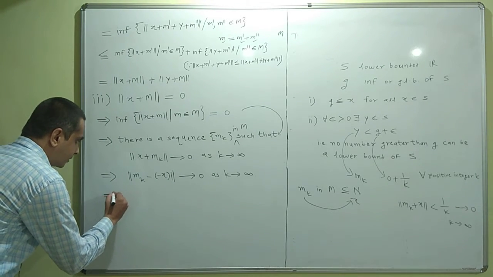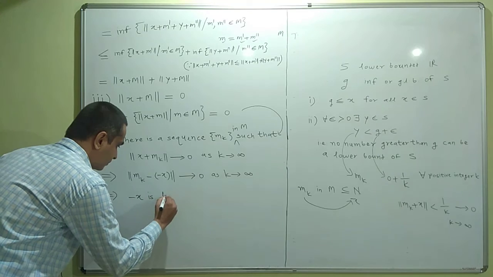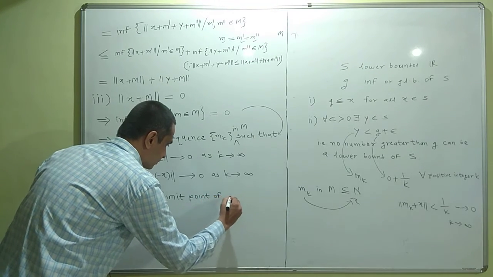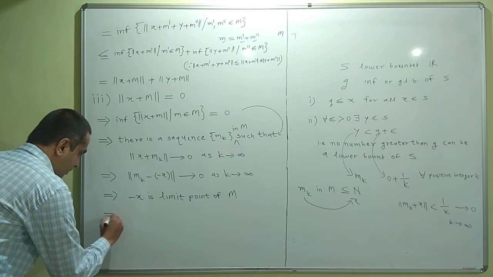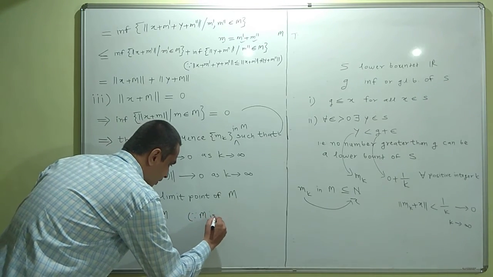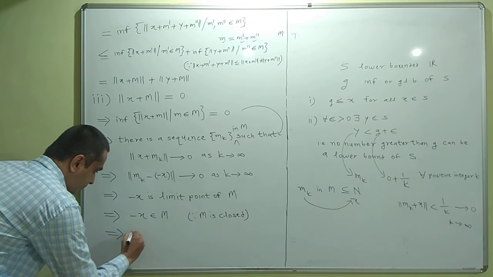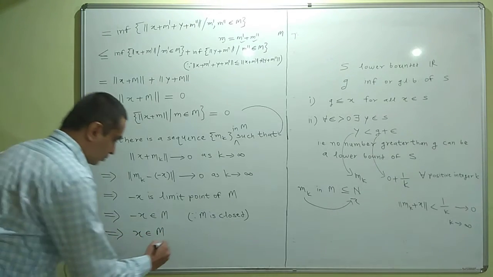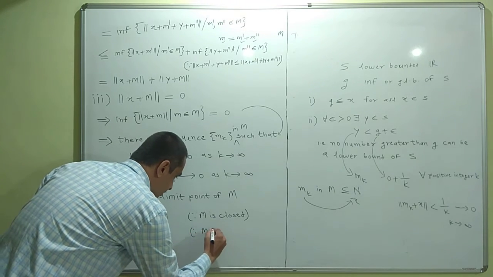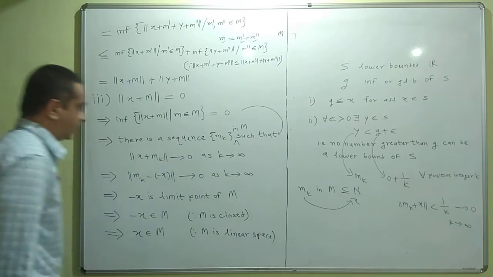So this implies minus x is a limit point of M. This implies minus x belongs to M. Why is it? Since M is closed, and a subset of a metric space is closed if and only if it contains all its limit points. Also, M is a linear space, so x belongs to M as well. So one way implication we are done.